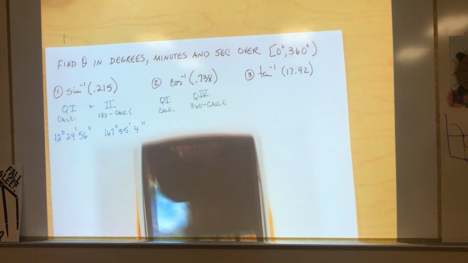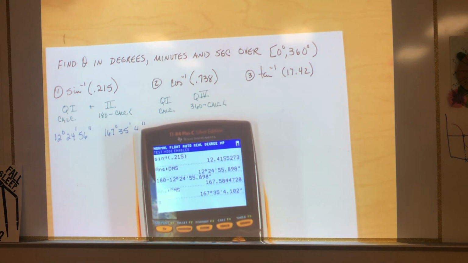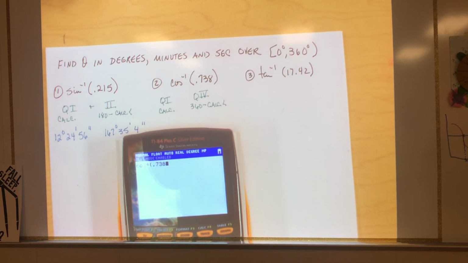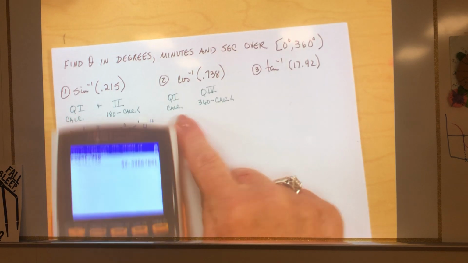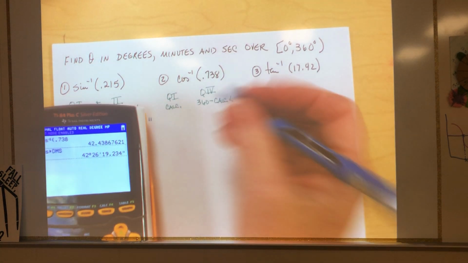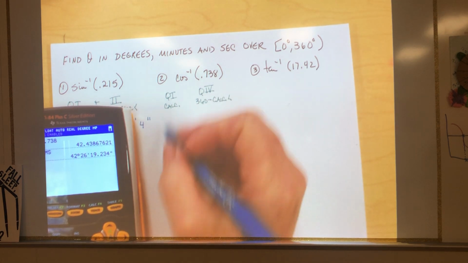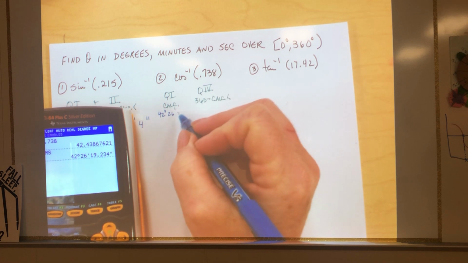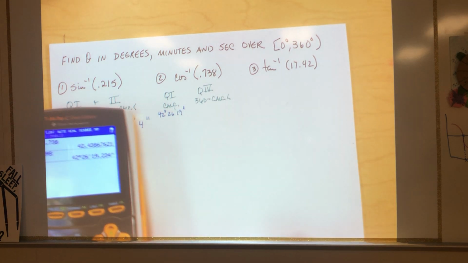So I'm going to take my little calculator, all right? And I'm going to go inverse cosine of 0.738. So here's my angle. I do need this angle, so I'll go ahead and go second and angle and push him into degrees, minutes, and seconds. And that will be 42 degrees, 26 minutes, and what, 19 seconds? Yes? Yeah. You with me?